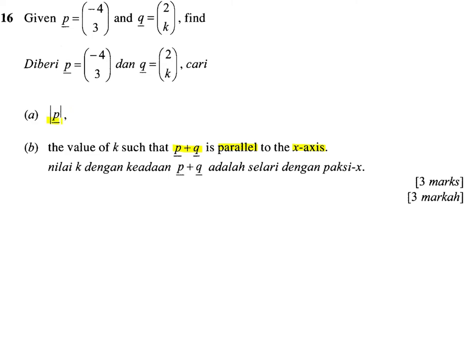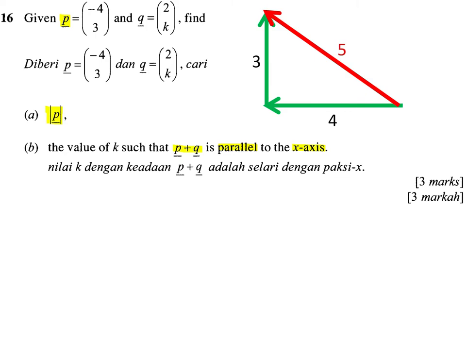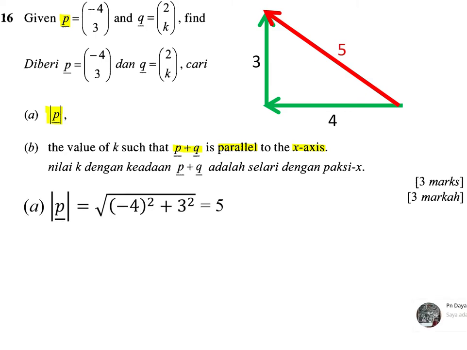We want to find the magnitude of P. This is vector P, and we understand vector P is actually moving back by 4 units and then moving up by 3 units. That's why the length is 5. So that is our first answer. The calculation is the square root of (-4) squared plus 3 squared, which equals 5. But the working itself has no marks, the marks are given here.